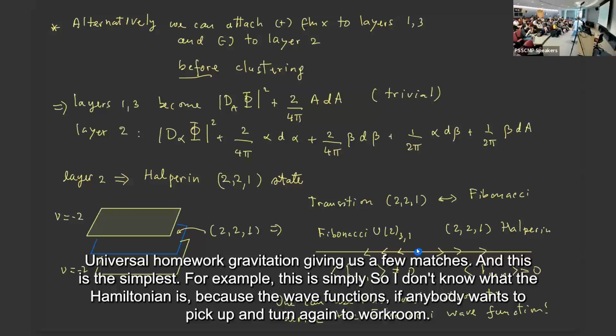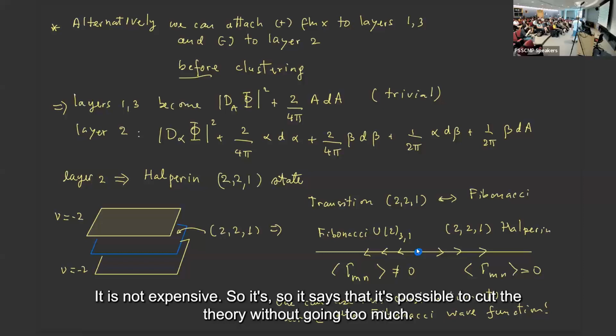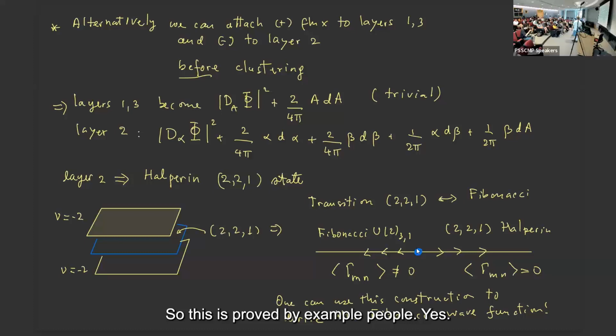I don't know what the Hamiltonian is. We have a wave function. If anybody wants to put up a Hamiltonian, you're welcome. And we'd like to do the fermionic version, which we don't have in mind, at least not explicitly. So it says that it's possible to have a theory with only one Fibonacci anyon. So this is proof by example.